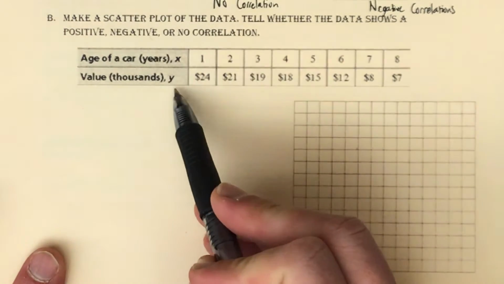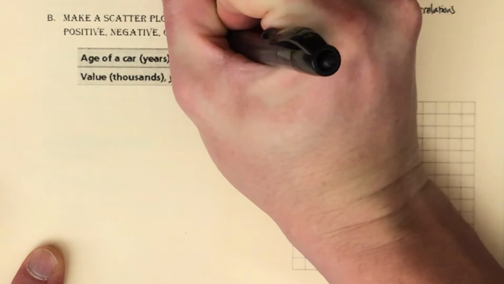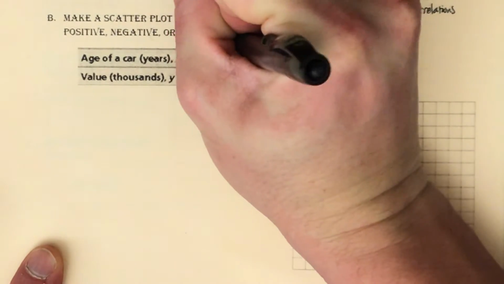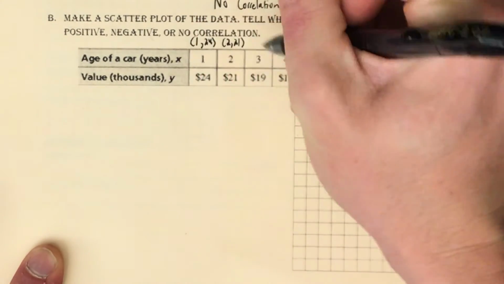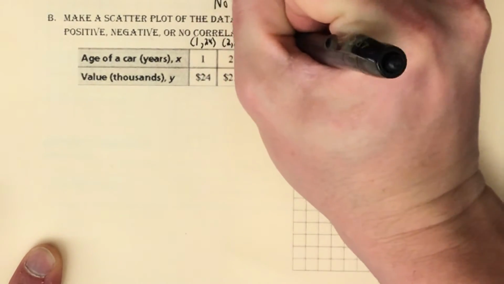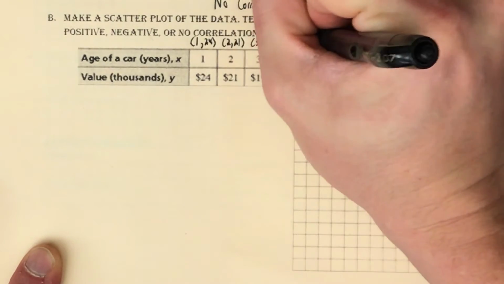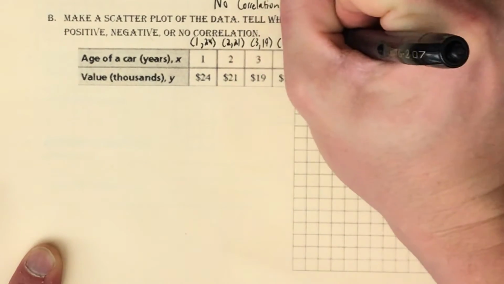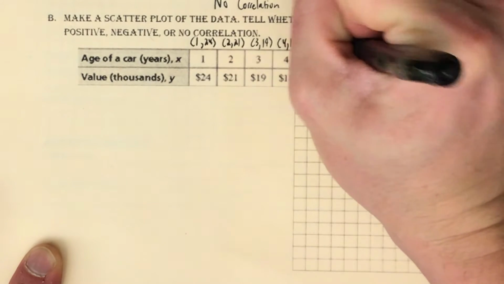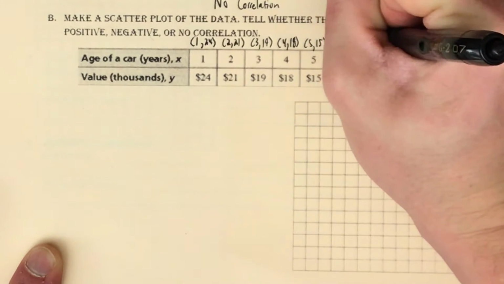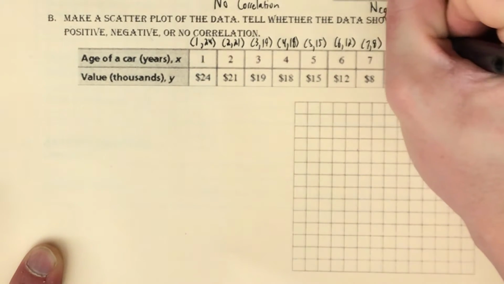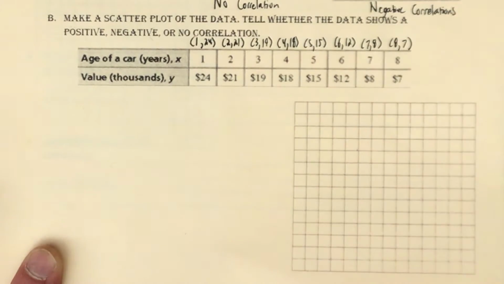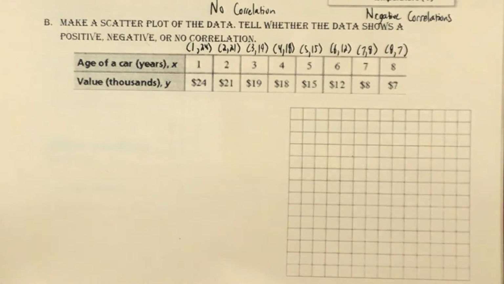Now, in order to plot anything on a graph, we have to recognize that, hey, these are ordered pairs, X and Y. So my ordered pair right here would be 1, 24. My ordered pair here would be 2, 21. My ordered pair here would be 3, 19. Ordered pair here, 4, 18. 5, 15. 6, 12. 7, 8. And 8, 7.